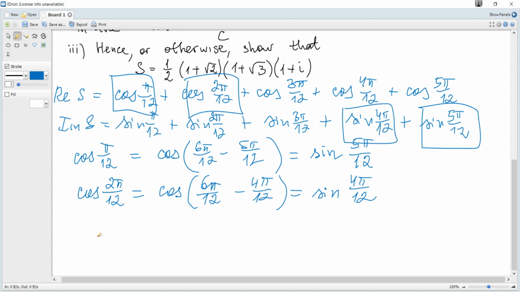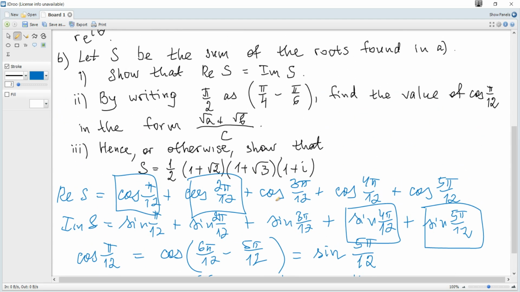And absolutely similarly for the remaining terms. So hence the real part is equal to the imaginary part as required.